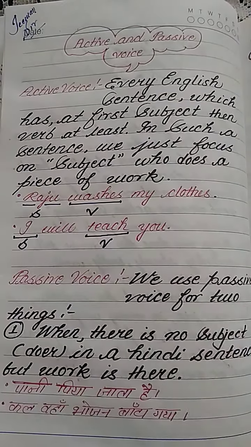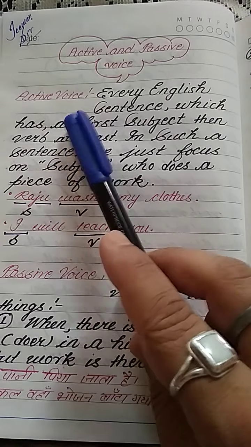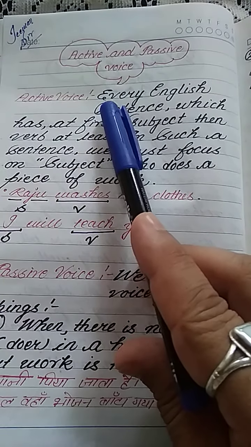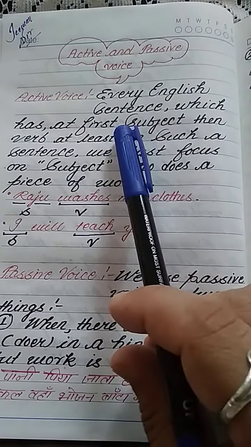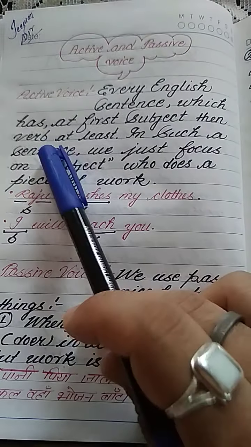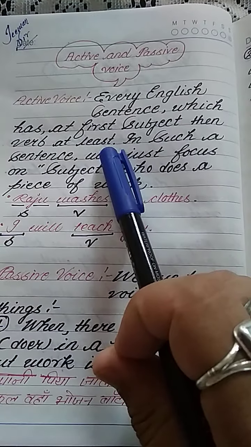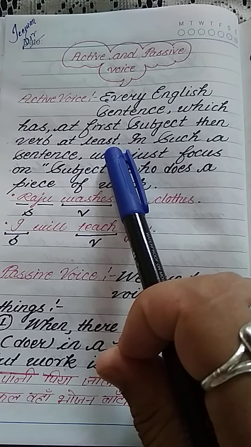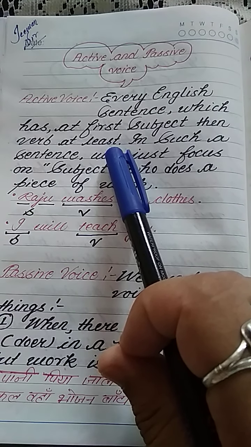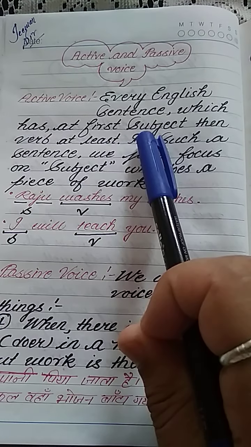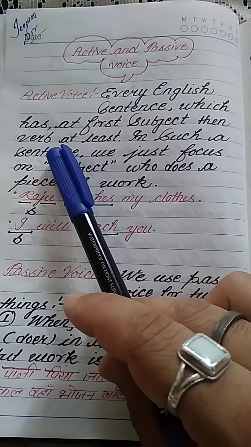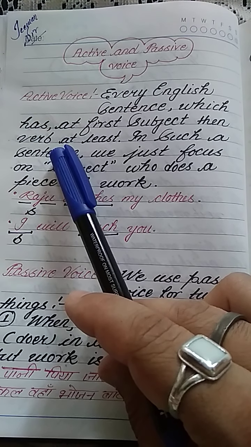Active and passive voice. At first, try to know something about active voice. What is called active voice? Every English sentence which has at first a subject, then a verb at least. It means to say that all the sentences which we speak and write and see in our daily life which have a subject at first, then a verb, which is the structure of a positive sentence.